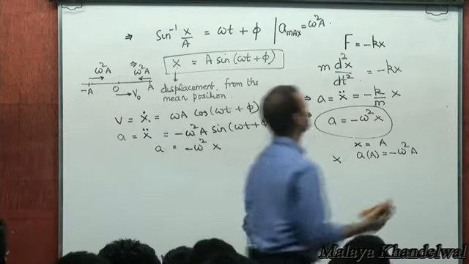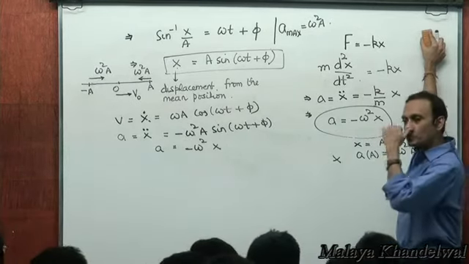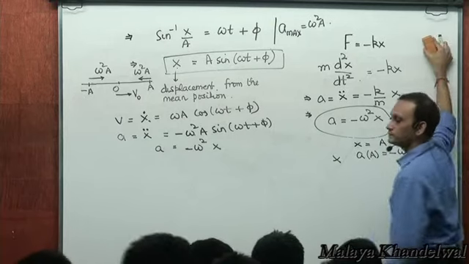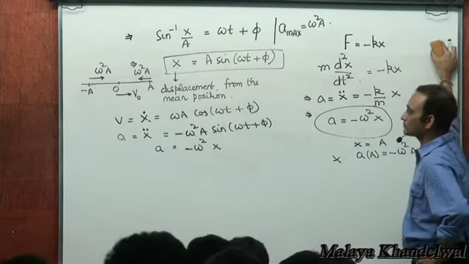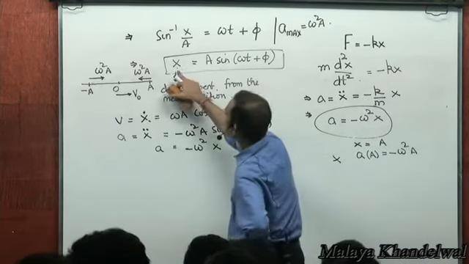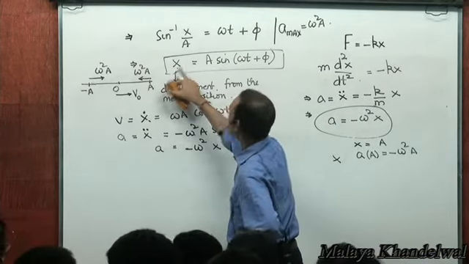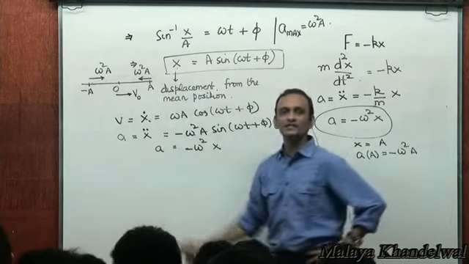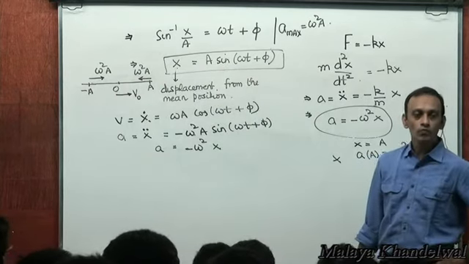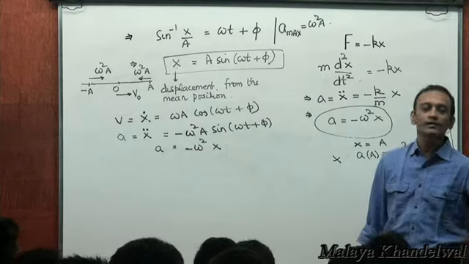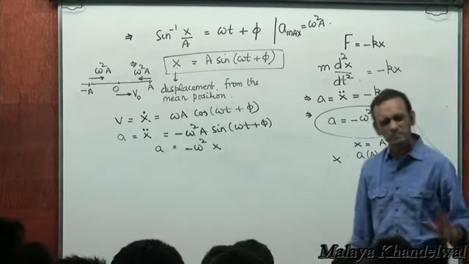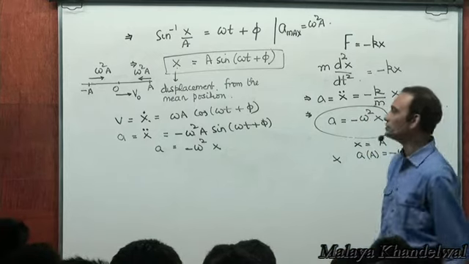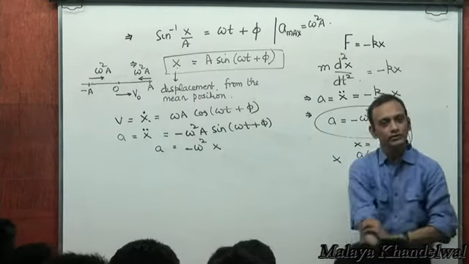In fact, can I wipe this off? Differentiate x with respect to time, x dot, so omega a cos(omega t plus phi). I'll come to that. Not necessary. Any other point I could take, but give me some time to tell you all of it, right?